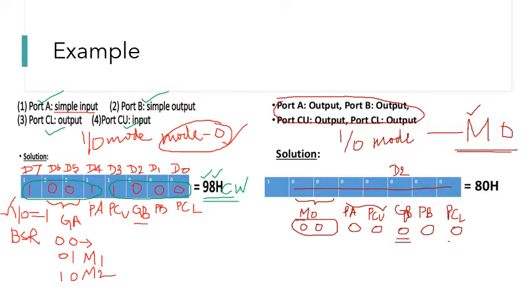D7 is meant for I/O mode. In order to operate in I/O mode, this alone must be 1. So we get 1000 followed by 0000, which is equivalent to 80H. This is how we write the control word.